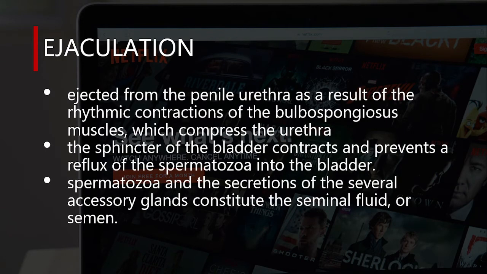Semen is ejected from the penile urethra as a result of the rhythmic contraction of the bulbospongiosus muscles, which compress the urethra. The sphincter of the bladder contracts and prevents reflux of the spermatozoa into the bladder. The spermatozoa and the secretion of several accessory glands constitute the seminal fluid or semen.